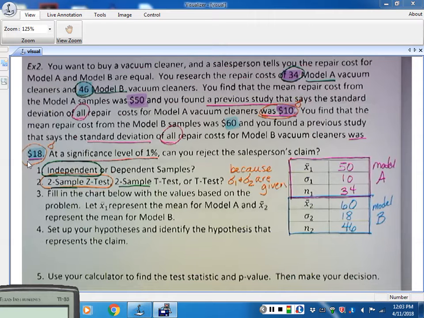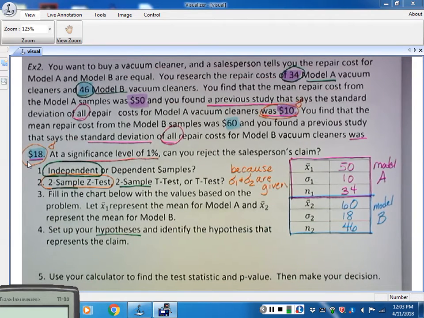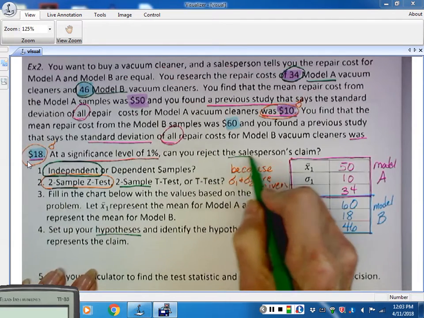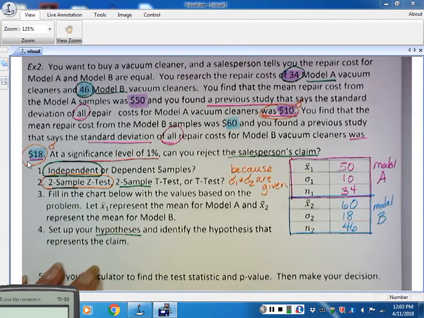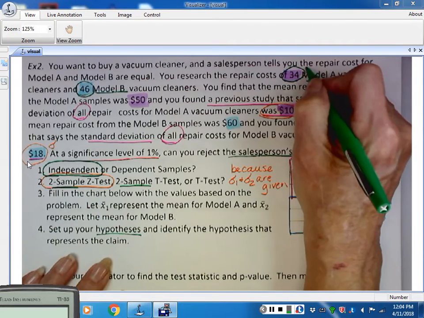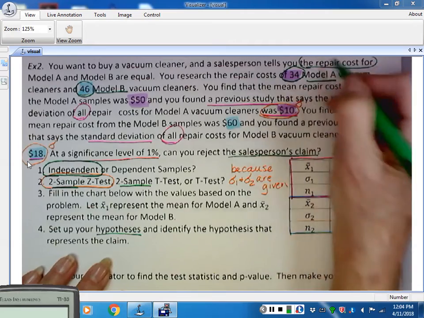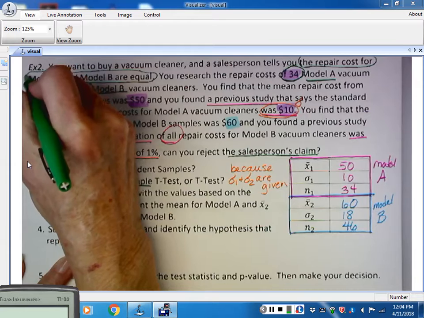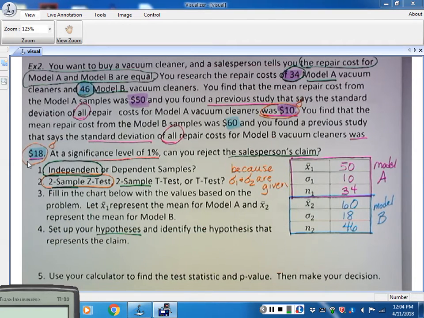So what we need to do now is set up our hypotheses. And that means we're going to write the claim, which is always step one. Can you reject the salesperson's claim? Well, what did the salesperson actually claim? That the repair costs for Model A and Model B are equal. Okay?